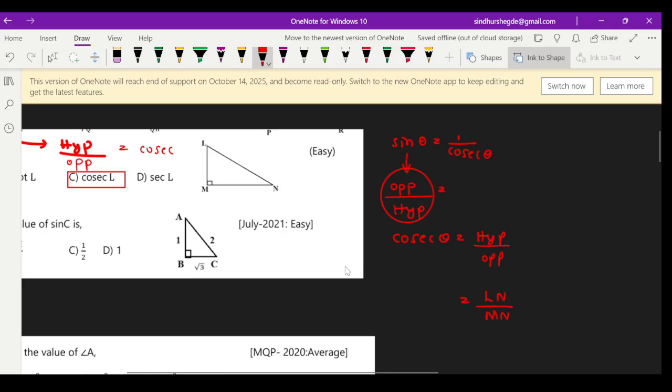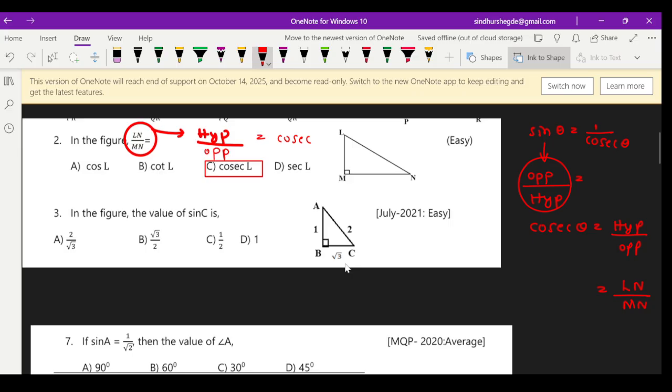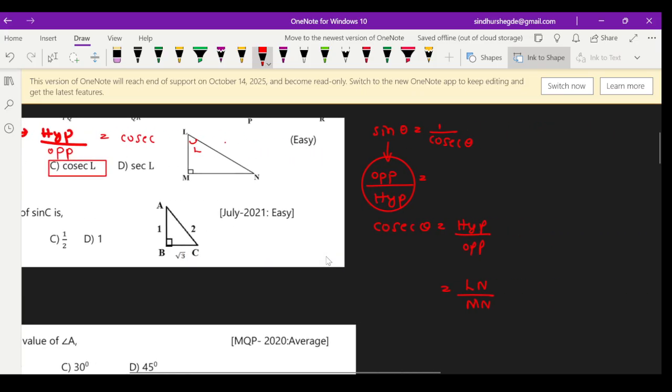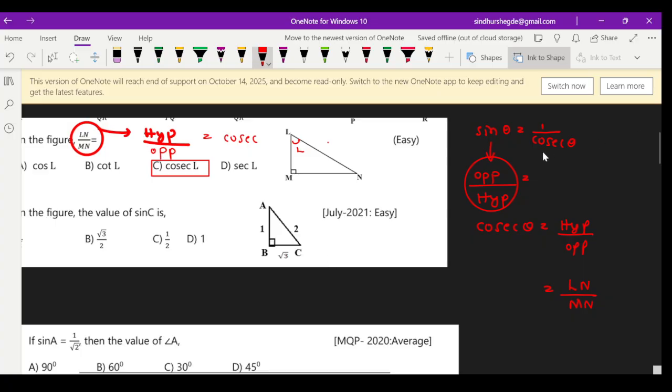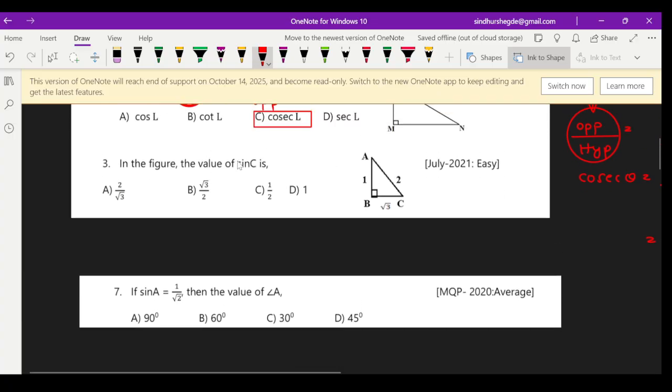So in the same question, if they ask what is LN by MN, that will be tan theta. Okay, like that. Here clearly the angle L is mentioned. So cosecant L is equal to hypotenuse by opposite. That is nothing but the reverse of sin L, or sin theta.